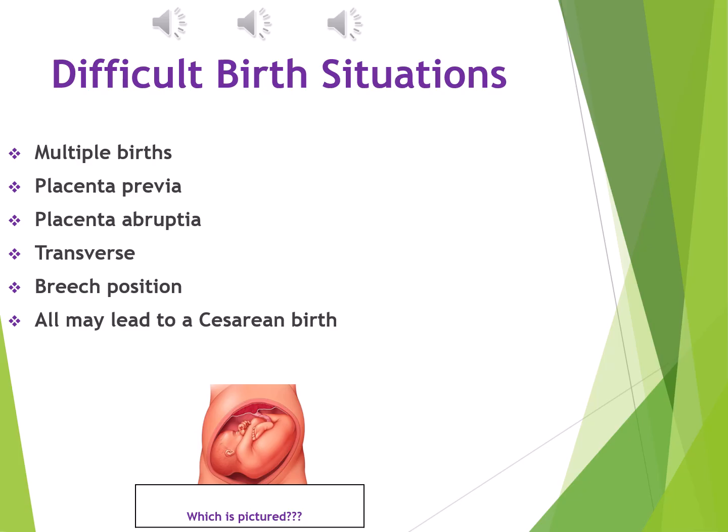Transverse is shown in the picture, so the side or back is presenting first, and the baby can typically be rotated manually. Breech position would be feet first, and has a higher rate of complications. I was a breech. All these can lead to a cesarean birth, which we'll discuss in an upcoming slide.